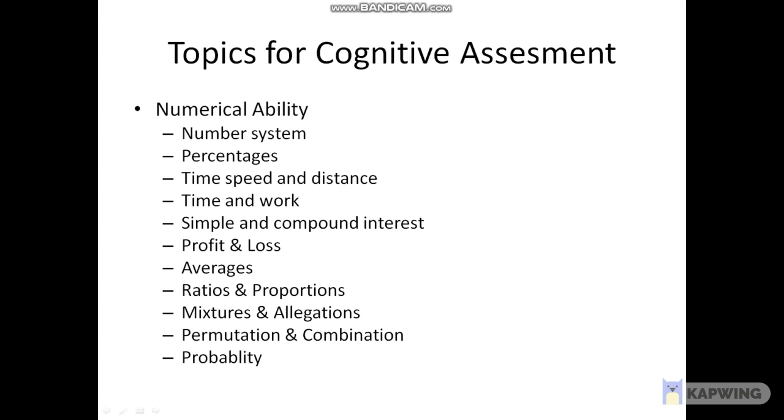The next one is the time and the work. The work done by three persons is equal to this much amount. Then how much will each person do? Such questions could be asked.